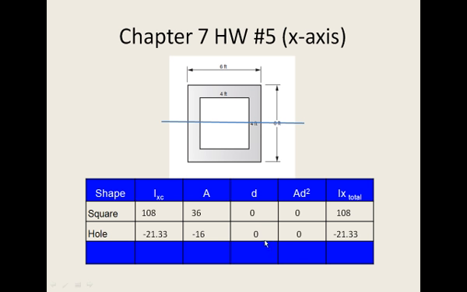All right. As we saw with the larger 6x6 square, this smaller hole, its x-centroidal axis lies in exactly the same spot as the x-axis for the complete shape. So there is no distance between them. D is 0, AD squared is 0, and Ix total is Ix centroid plus AD squared, again negative 21.33. We then add up this last column, and we find out that the moment of inertia about the centroidal x-axis for this shape is 86.67 feet to the fourth.